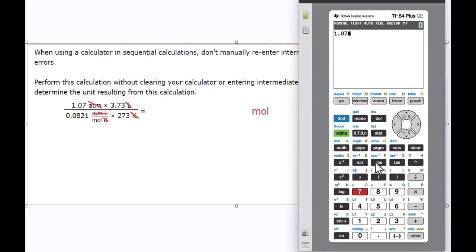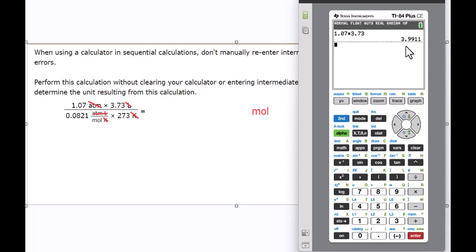But of course, let's multiply it by times 3.73. Nothing special about the calculator yet. Do your answers sequentially. I'm going to put an enter in here and find out what that answer is. That sort of makes sense. I'm looking at 1 times about 3.7 is going to give me about 4. Check your answers for reasonableness.